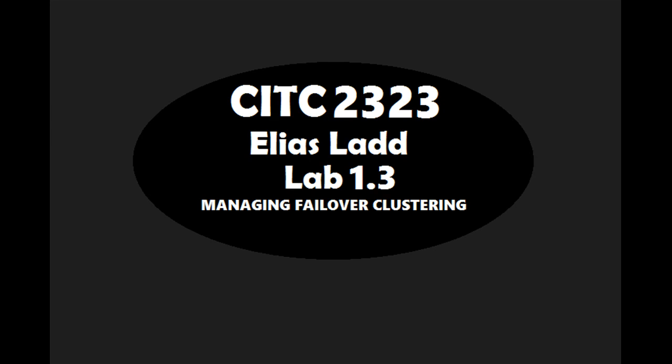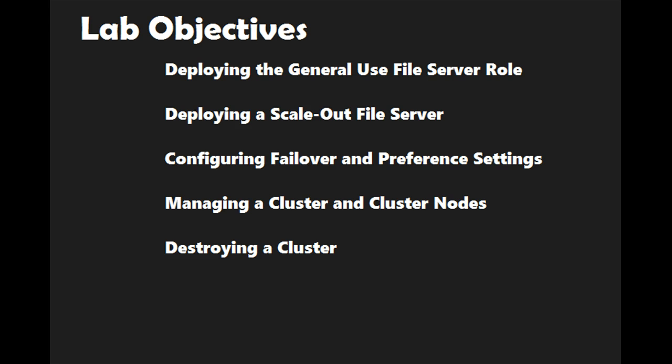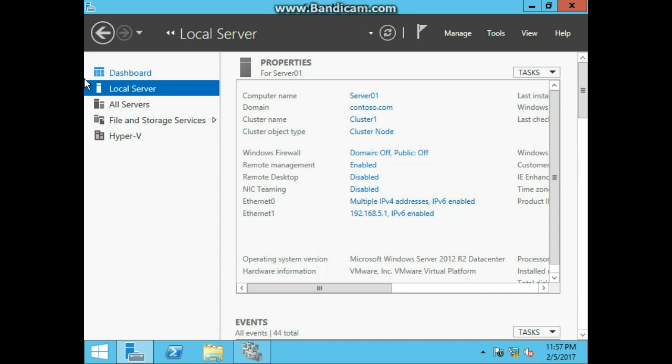Welcome to CITC 2323. This is exercise 3 for lab 1. We'll be managing Failover clusters. In this lab, we'll be deploying the general use file server role. We'll be deploying a scale out file server. We'll be configuring failover and preference settings. We'll be managing cluster and cluster nodes. And we'll be destroying the cluster at the end of the lab.